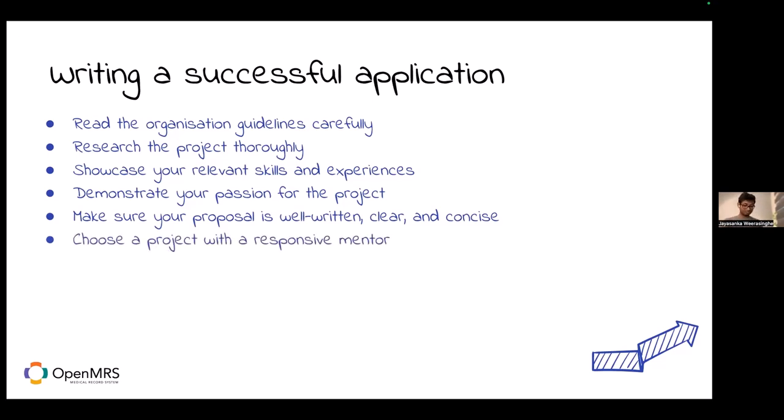And when you're picking a project idea, this is very important, try to pick one with a responsive mentor. Otherwise, if the mentor is not responsive enough, you can't ask questions and stuff, right? So you can go through the discussion forums to check whether they are active in the community or not. Try to pick someone who is very active in the community, so you can easily reach out to them and ask questions, and they can help you speed up things and proofread your application. Those are the things you have to pay attention to when you are writing a successful application.